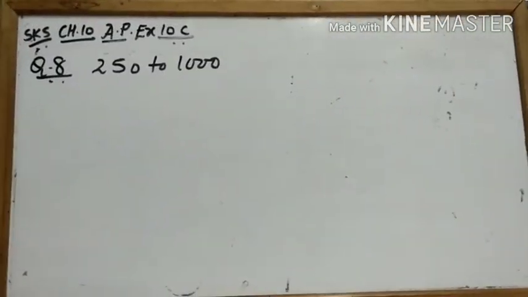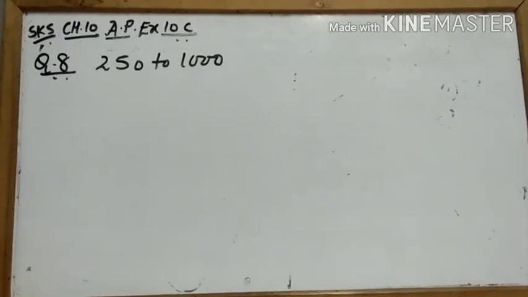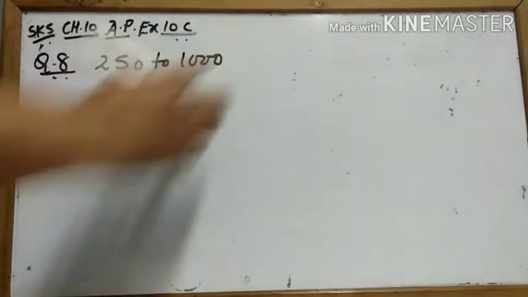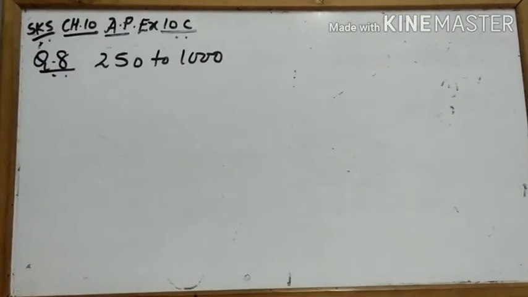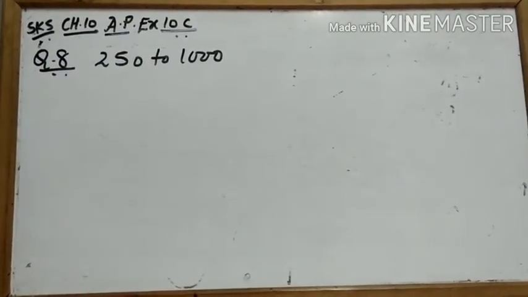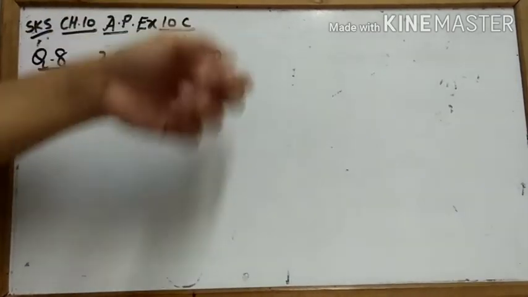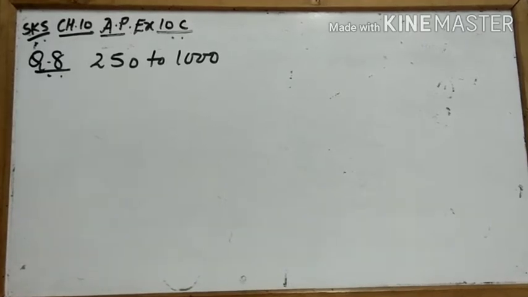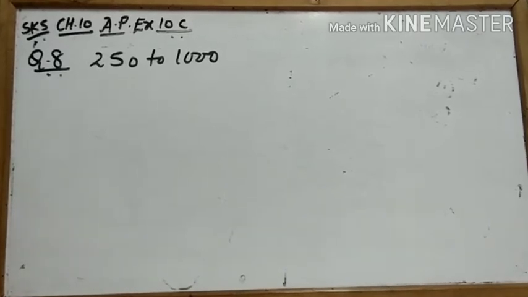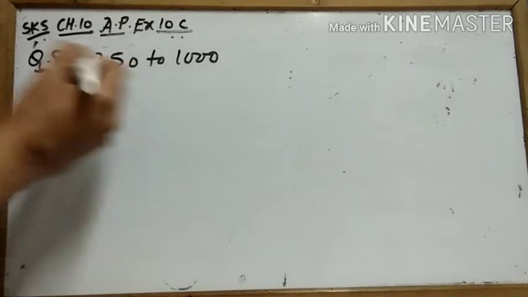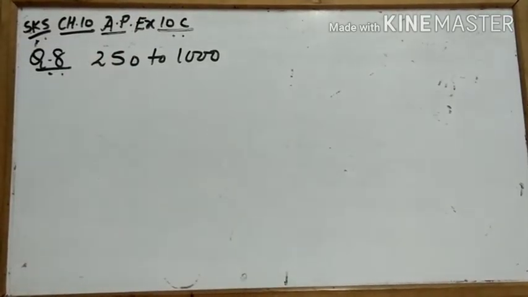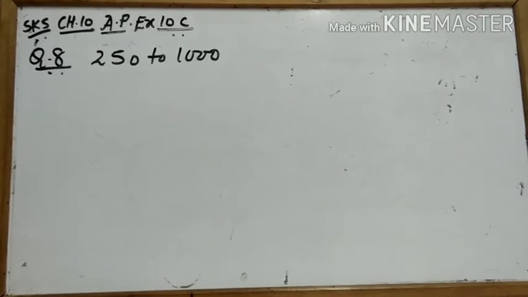We are supposed to find out the sum of all 3-digit numbers divisible by 9 between 250 and 1000. That is the question. Now, first of all, we have to find out which number is divisible by 9. So 2 plus 5 is 7, 7 plus 0 is 7. So 250 is not divisible by 9. Next number, 251.